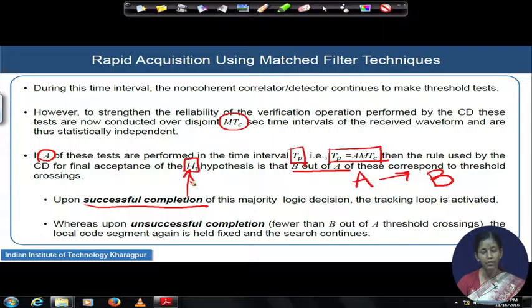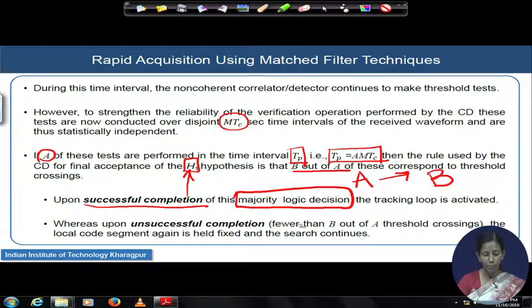So, that is the majority logic decision. For a majority of the times, which is predefined here as the number capital B, we have found that the output has crossed the threshold inside the CD, and then the CD declares that it is logically a successful completion of getting a hit. So, in most cases synchronization will happen.